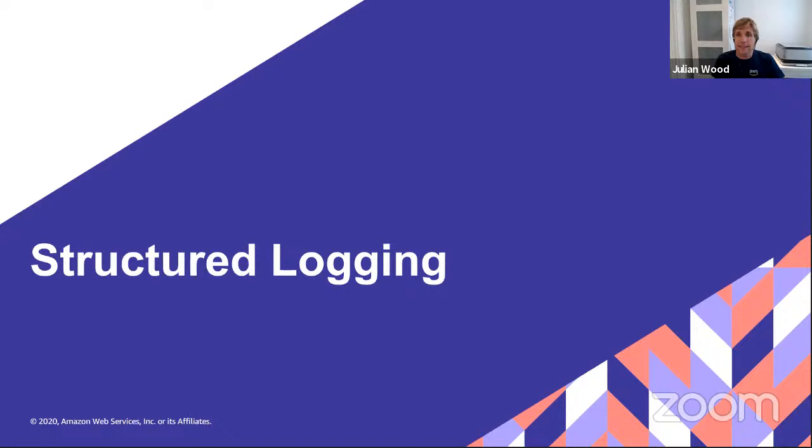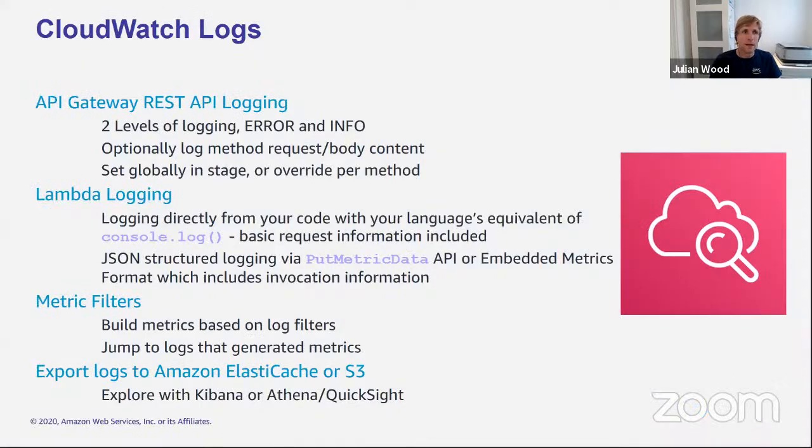So let's now take a deeper look at logging, and structured logging in particular, and see how this can be helpful. CloudWatch Logs generates logs for a number of AWS services. For API Gateway REST APIs, you can have execution logging and access logging with two levels, error and info. You can also choose to log the method request and the body content for deeper troubleshooting.